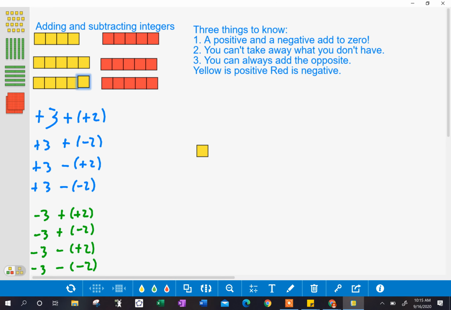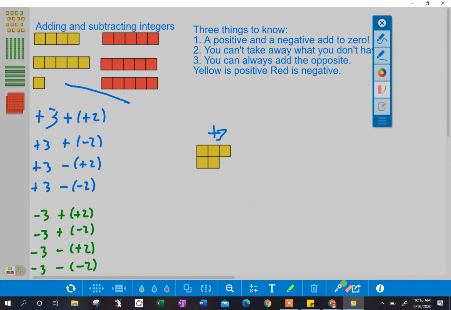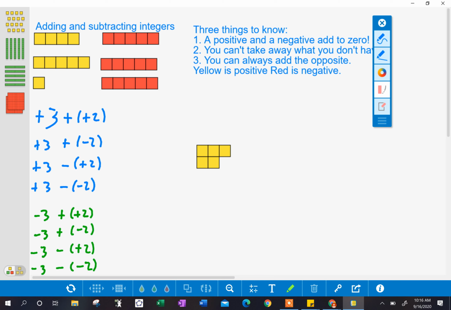So I'm just going to get in here, and I'm going to use these little tiles as my manipulative. So this is positive 3. So I'm going to do this very first example here. This is positive 3, and I'm going to add 2 more positives. 1, 2, and so when I have a positive 3 and a positive 2, they add to positive 5, and that's not surprising. Nobody should be surprised by that.